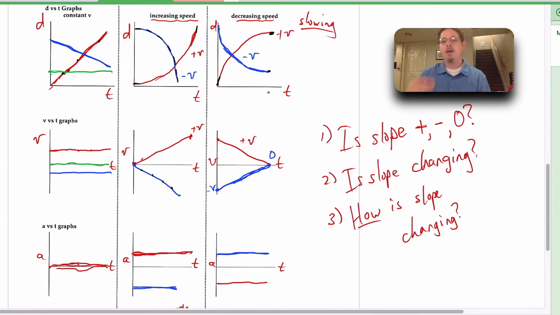Okay, I encourage you to practice this, practice this, practice this. This takes a lot of processing and work, but if you build your understanding in this, you will have a deep understanding of the way that things move and a really good start on calculus.